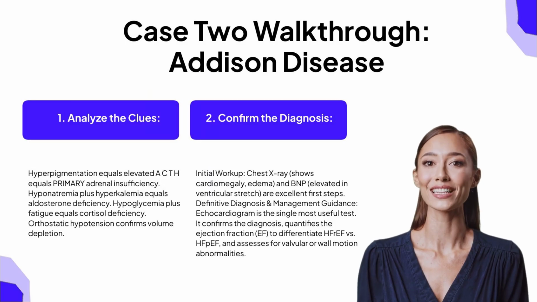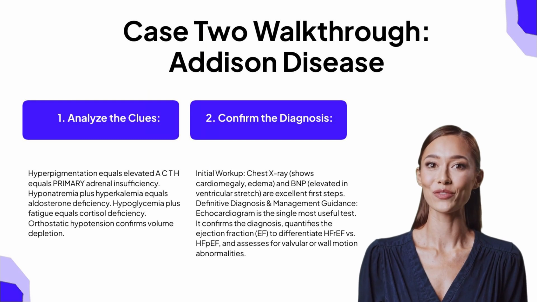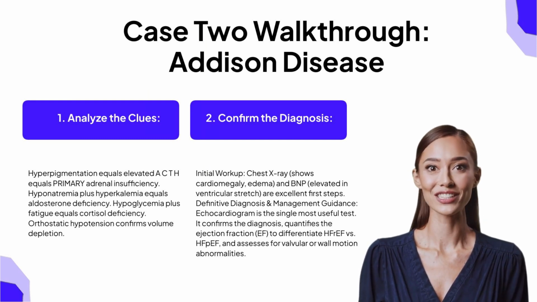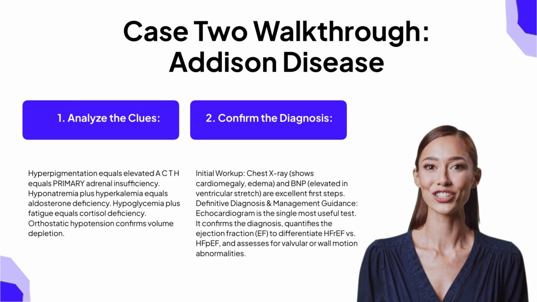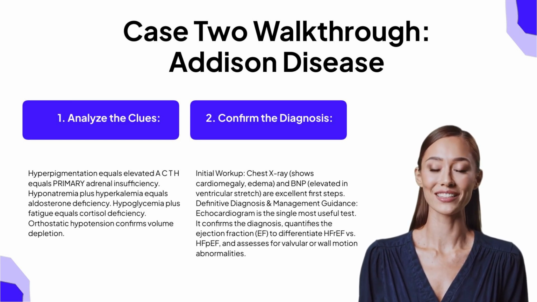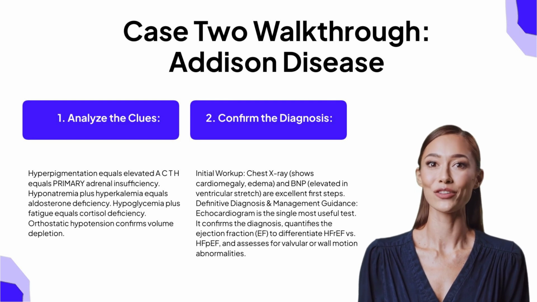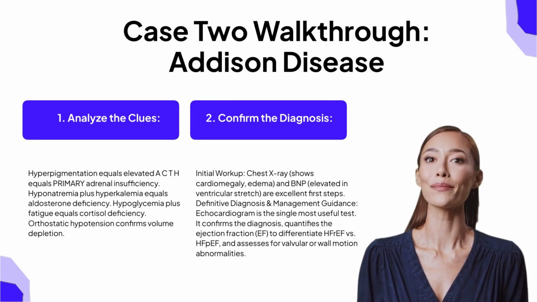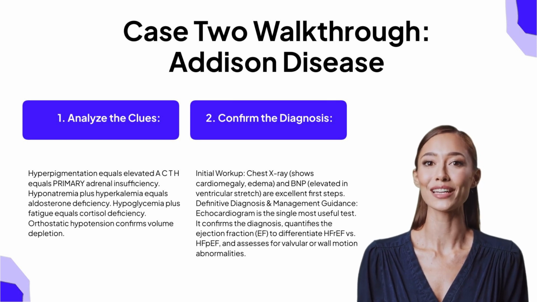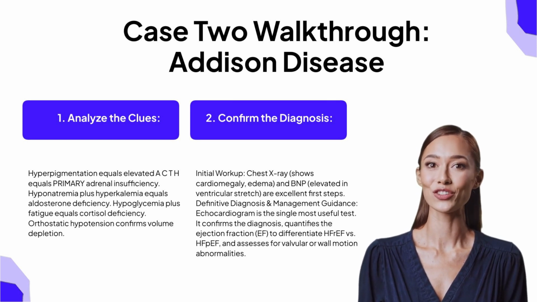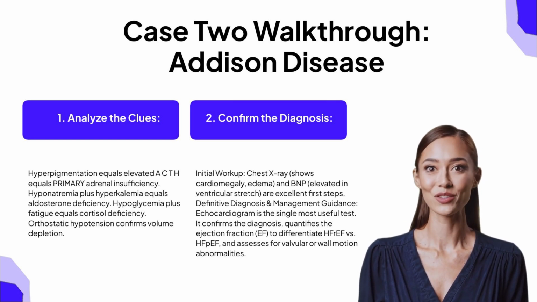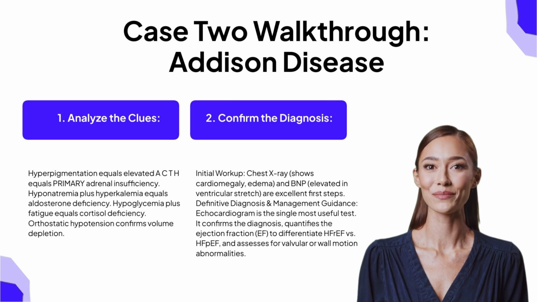The diagnosis here is Addison disease, which is primary adrenal insufficiency. The key distinguishing features from secondary causes are the hyperpigmentation and the hyperkalemia. In secondary adrenal insufficiency, you would have low ACTH, so no hyperpigmentation. And aldosterone secretion is preserved because it is primarily controlled by the renin-angiotensin system, not ACTH, so potassium would be normal. For diagnosis, you start with a morning cortisol level.